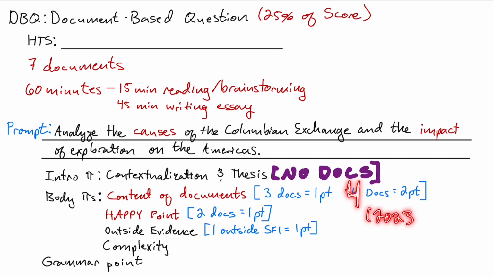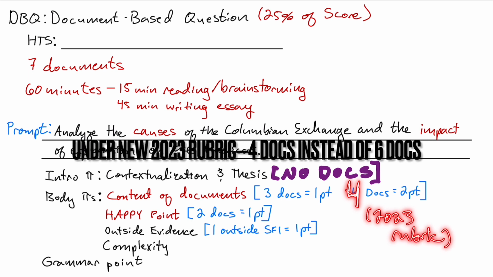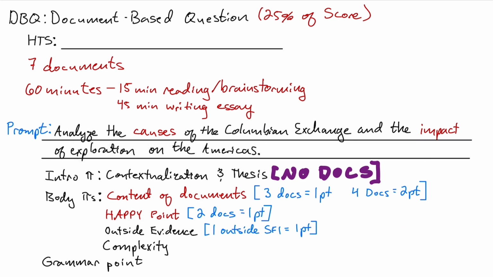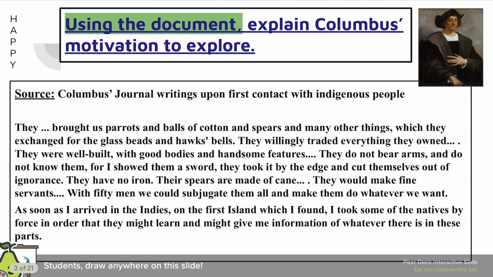You can get a 3rd point if you give 1 piece of outside evidence, something that is not mentioned in any of the documents. If it's mentioned in the documents, then you can't use it. So say for instance, I can't use the fact that Christopher Columbus exchanged glass beads for parrots. That would not be outside information. I can't write that they don't have metal or gunpowder weapons, because that is in this document. So I would have to talk about something that's not mentioned in it at all.